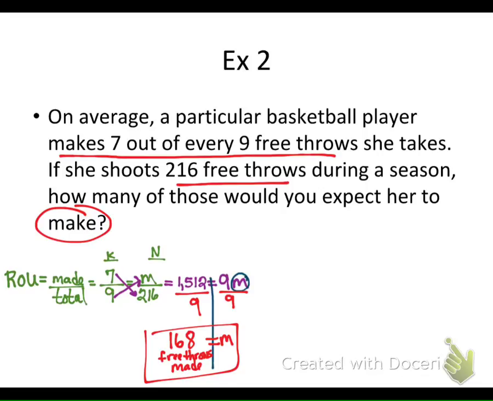Okay, extra credit question. So, ready? In the green, we determined she made 168 free throws out of 216 shots. What percent of those shots did she make? If she made 168 free throws out of 216 shots, what percent did she make?